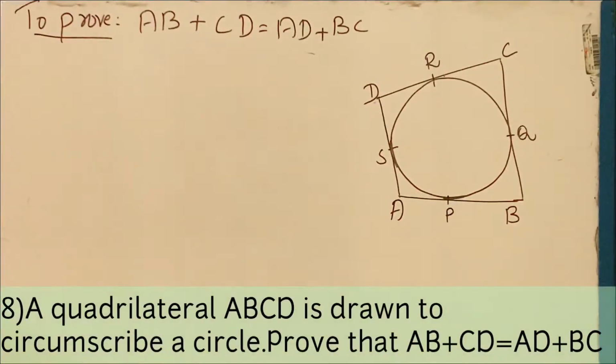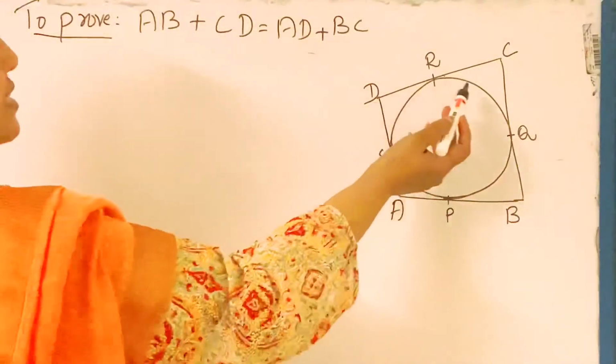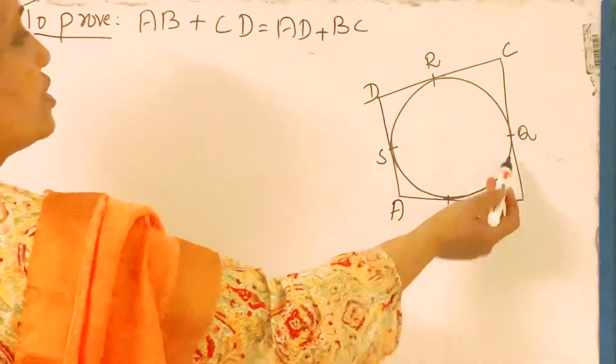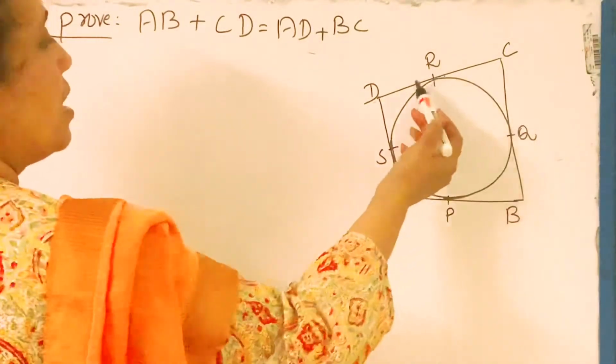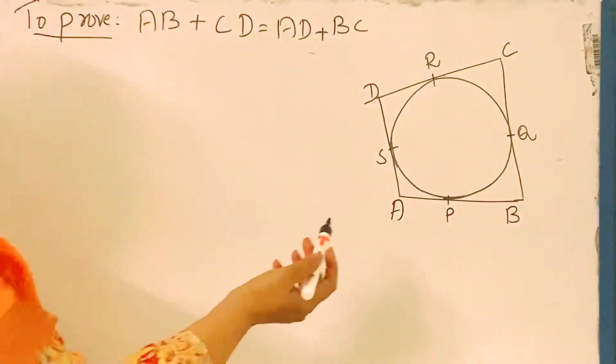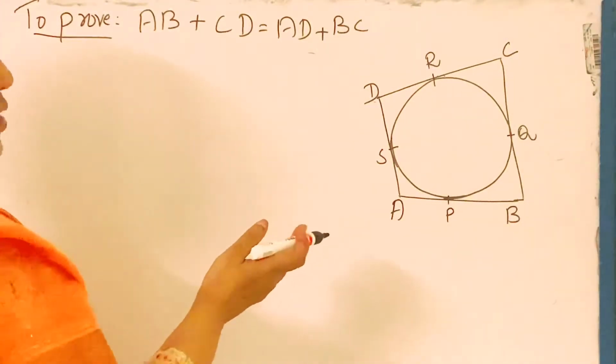Now let us do question number 8 from exercise 10.2. A quadrilateral ABCD is drawn to circumscribe a circle. Prove that AB plus CD is equal to AD plus BC. In the figure we can see that the circle touches the sides of the quadrilateral ABCD at the points P, Q, R and S. And these are the points of contact. Now look at the figure.